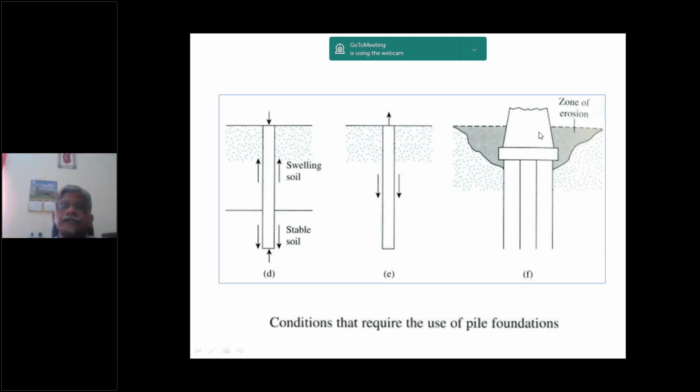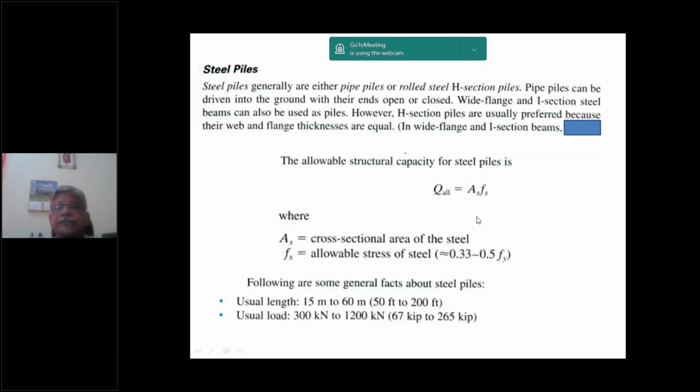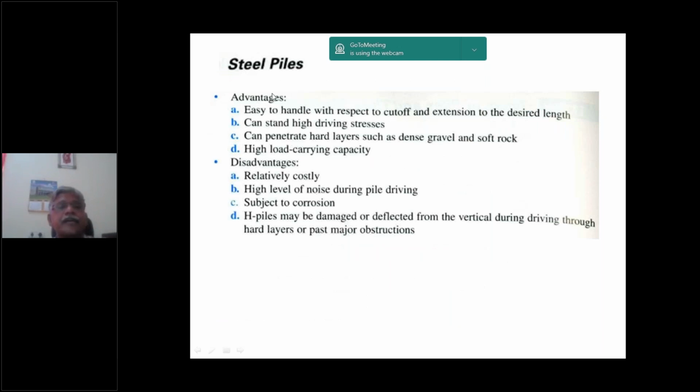So like that, various loading conditions. And the steel piles, when you use them, their allowable load capacity can be calculated from the simple formula, that is area, the cross-sectional area of the pile AS, and the frictional resistance Fs is the allowable stress of steel, can be taken 0.33 to 0.5. This is the allowable structural capacity of steel pile, can be calculated like this. And the steel piles, the advantages and disadvantages are given here.